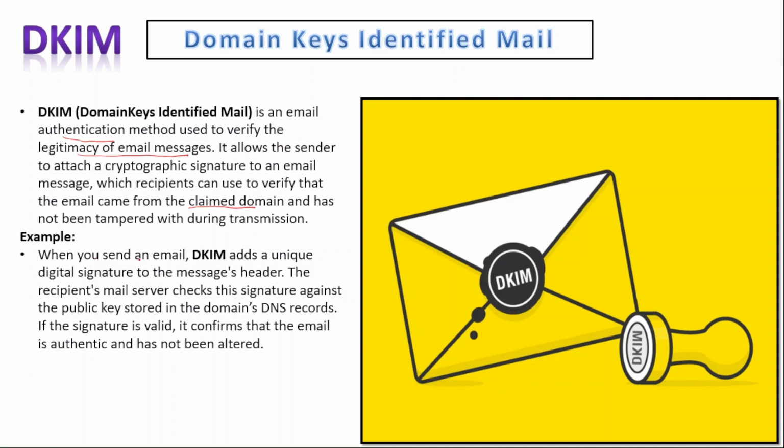Example, when you send an email, DKIM adds a unique digital signature to the message's header. The recipient's mail server checks this signature against the public key stored in the domain's DNS records. If the signature is valid, it confirms that the email is authentic and has not been altered.